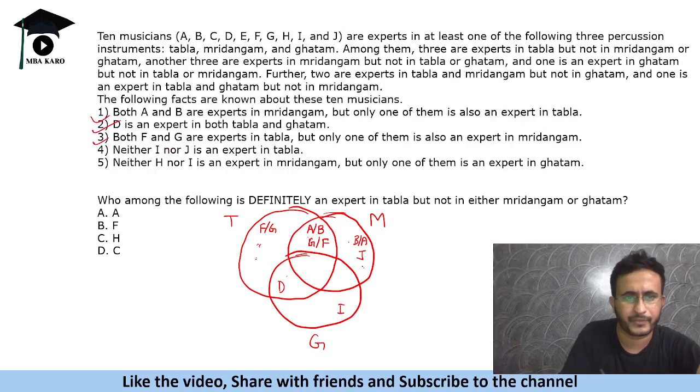Okay, neither H nor I is an expert in mridangam, so H is also not an expert in mridangam, but only one of them is an expert in ghatam, so that expert in ghatam is I, so H will come here, right? Now we are left with two people: A and B are done, C is left, and E is left with us. So one of C or E will come here, and the other of C or E will go in this region. So this is how we will find out.